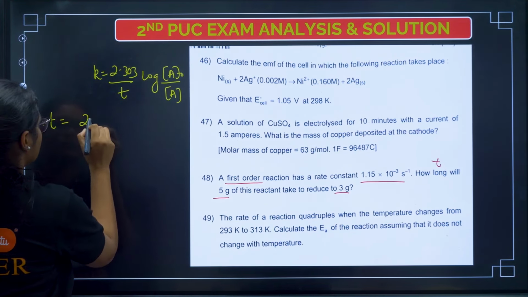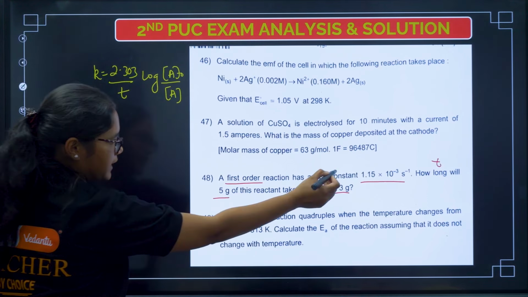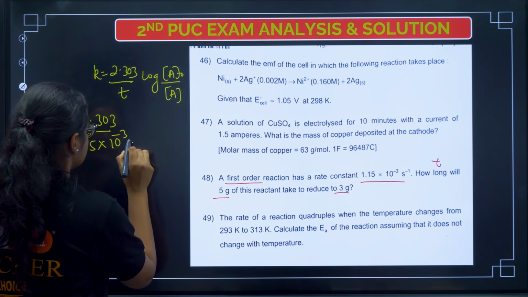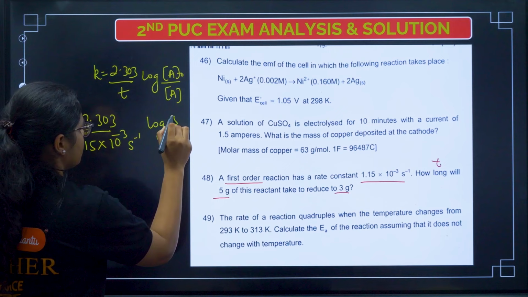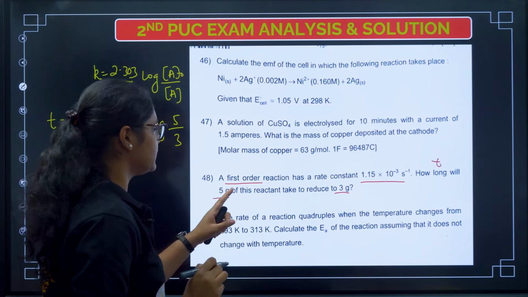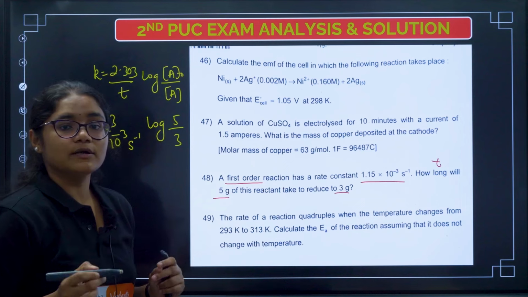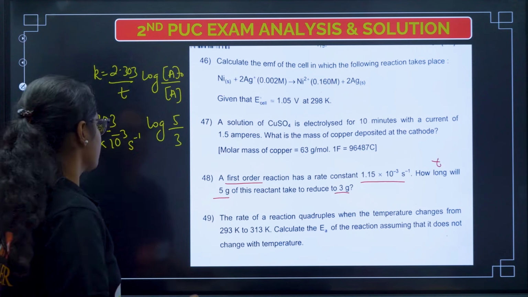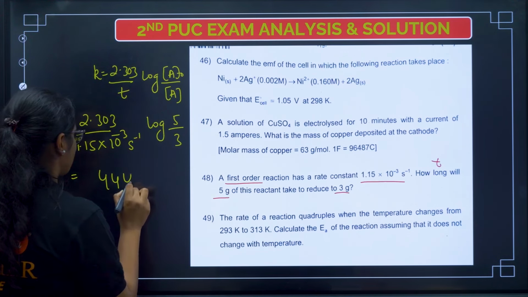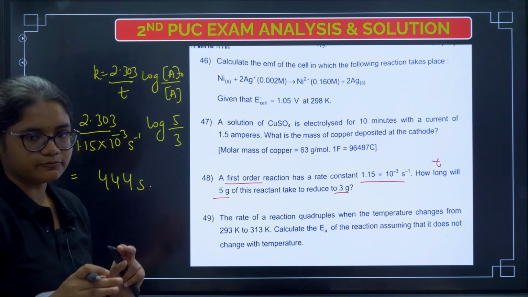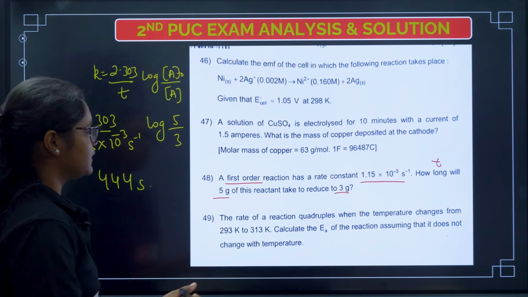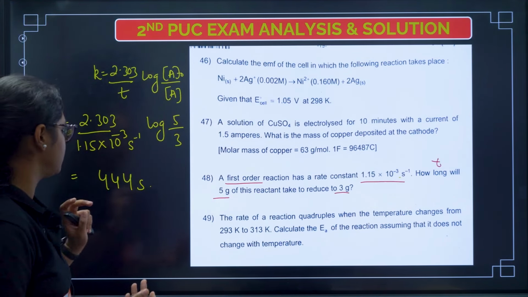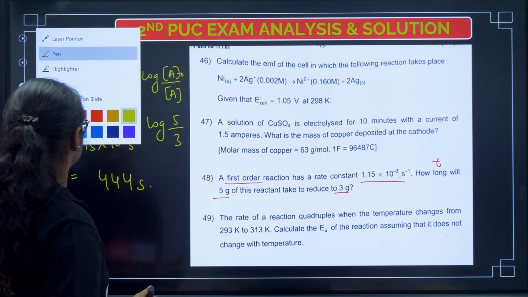So I can write T equal to 2.303 by K. What is the K value here? 1.15 into 10 to the power of minus 3 second inverse, log of A naught by A, which is 5 by 3. So what is my initial concentration? Initial concentration is 5 gram and final concentration is 3 gram. If you solve it, we'll get around 444 seconds. You can see the unit of K is in seconds, so you can keep the answer in seconds, or you can convert it to any other unit also. That is again an easy question.